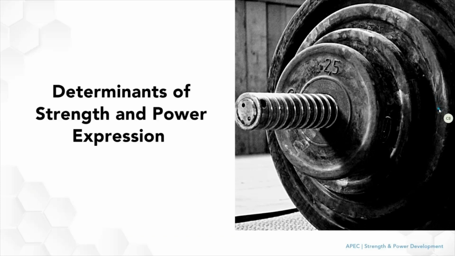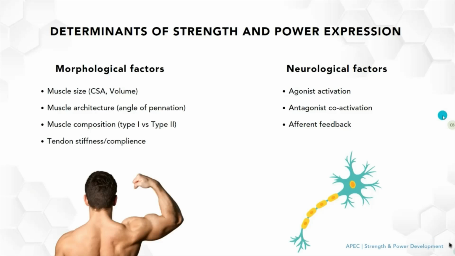Okay, so if we look at the determinants of strength and power expression, so that's just what factors affect strength and power expression, we can really break these down into two main factors. That would be morphological factors and neurological factors. So morphological factors would include muscle size, so the size of the muscle, architecture, which is mainly looking at angle of pennation. We'll get into each of these a bit more in detail, so don't worry too much for now. Then you'd have muscle composition, so the ratio of type 1 to type 2 fibers. And then you'd also have tendon stiffness and compliance.